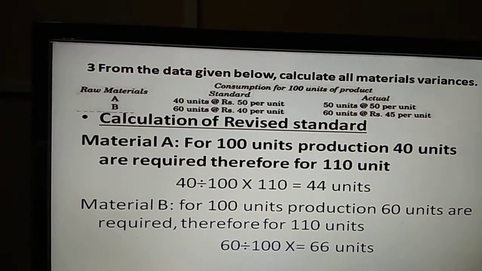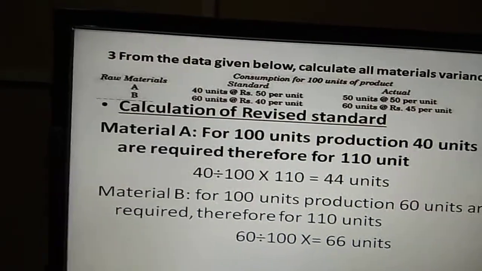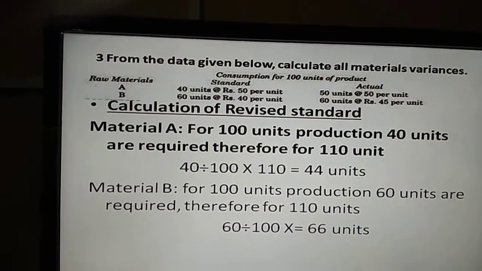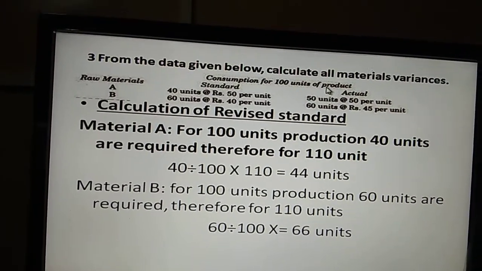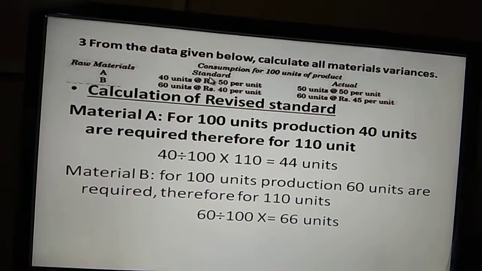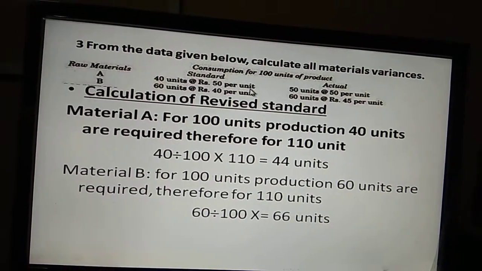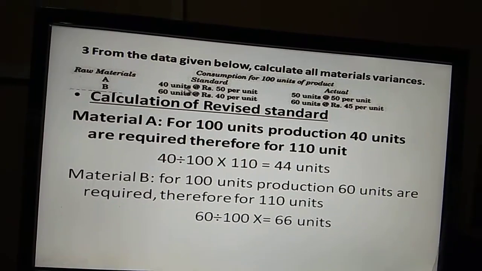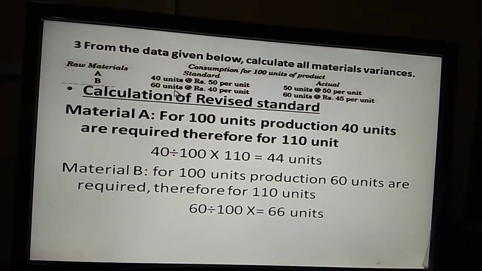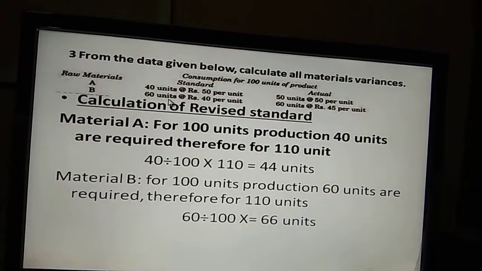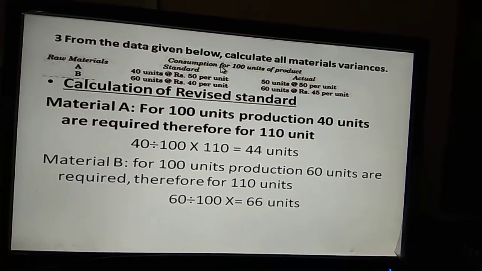From the data given below, calculate all material variances. The raw materials A and B are given, and the consumption for every 100 units of product is given. Standard for 100 units: 40 units of A is used, the price is 50 per unit, and 60 units of B are to be used, at rupees 40 per unit. It is a standard set, remember.